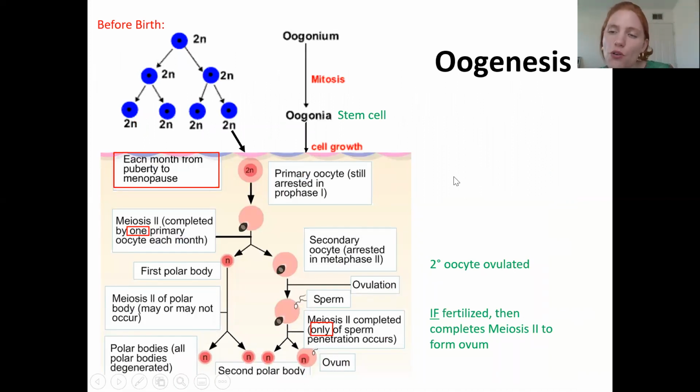And as I go through oogenesis, which is the process of making those oocytes or the eggs to produce the female gametes, I want you thinking about what's the same as what we've already seen, and how is it different from the male spermatogenesis? Okay, so just like before, we're going to produce stem cells, and the stem cells will reproduce, make a whole bunch more stem cells using mitosis.